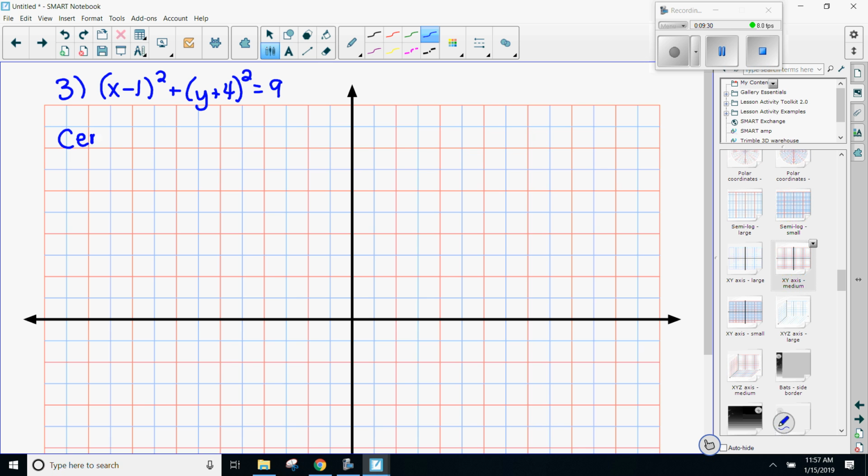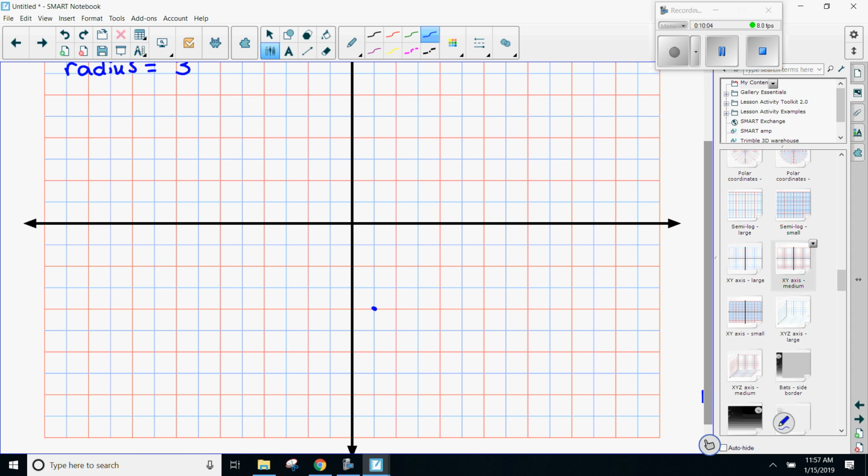So what is the center of the circle? 1, -4. It's the opposite of what you see associated in those parentheses. And your radius is 3. Remember, it's the square root because this is r squared. So you have to take the square root of it to find the radius. So your radius is 3. So 1, -4, radius of 3. Does anybody want to come up here and draw it up here for me?